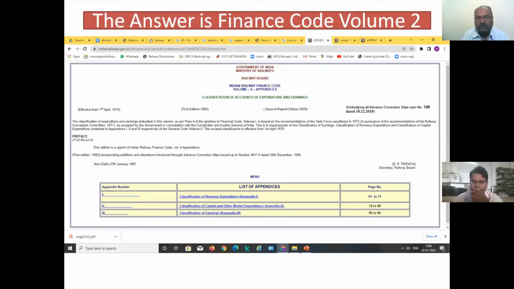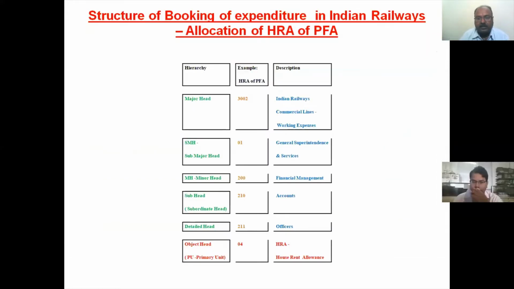Please confirm in the chat box whether the slide is moving or not. Okay, very good. Thank you, Ravindran.